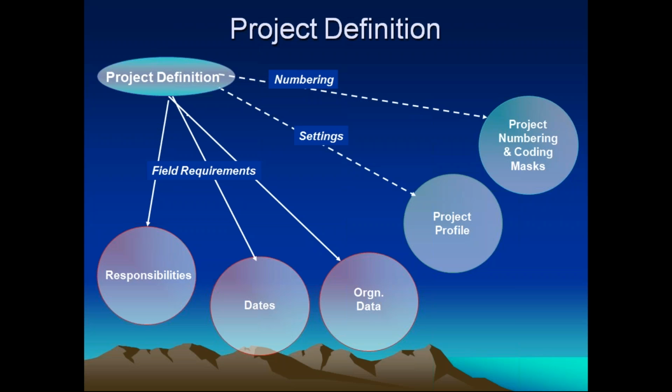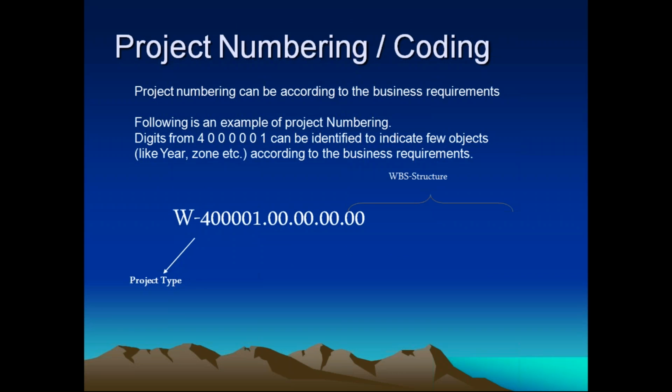Whenever we are defining the project, the numbering comes. Each project has some numbering. How to determine the project numbering and code, and we maintain some settings by using your project profile. Which field is required and which field is optional is also determined by your project definition. The responsibilities, the starting date, the ending date, and the organizational data we are using: all this information is included at the project definition level.